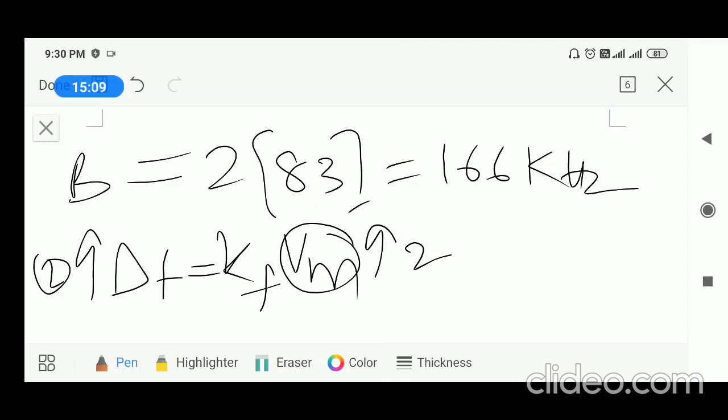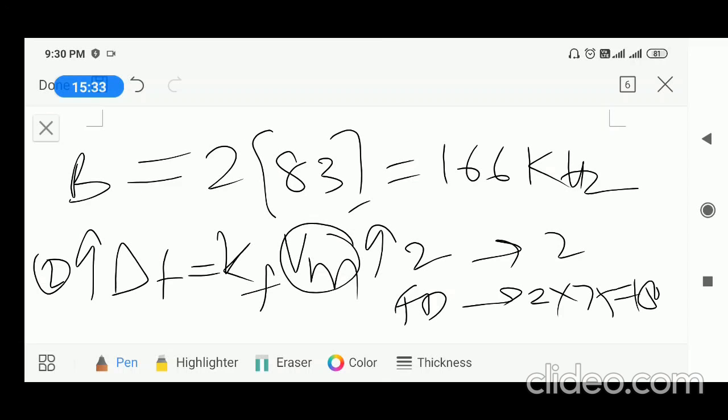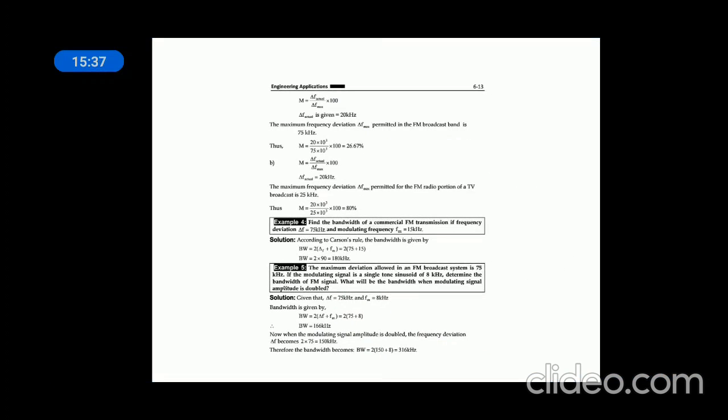Hence, when the amplitude of the modulating signal is increased by a factor of 2, the same increase happens in frequency deviation. So the given frequency deviation is 75 kilohertz. When the amplitude is doubled, the frequency deviation is also increased by 2 times, that is 2 into 75, 150 kilohertz. 150 kilohertz is the new frequency deviation.